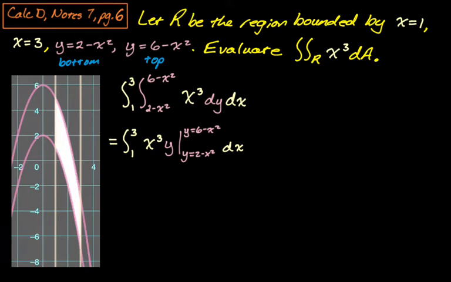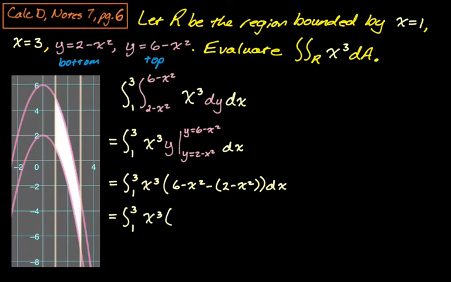So now we're going to use the fundamental theorem where we're subbing in for y. Remember, we go upper bound and then lower bound. So the upper bound is 6 minus x squared minus the quantity, the lower bound. You want to put that lower bound in parentheses so you don't screw up distributing the negative sign. So all the stuff in parentheses actually just simplifies down to 4. So we'll have 1 to 3, x cubed is still there, and then this is just 4 and dx.